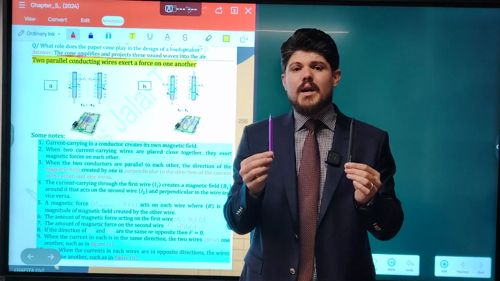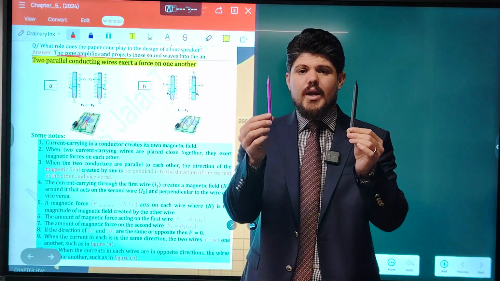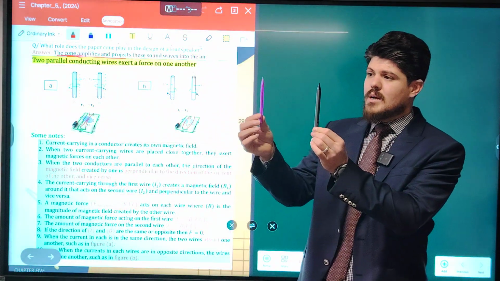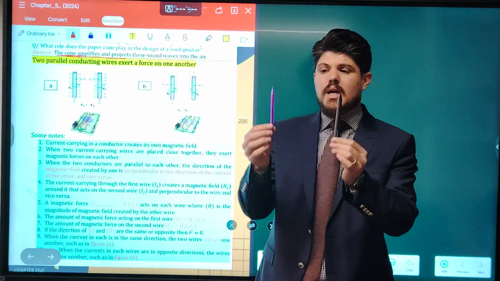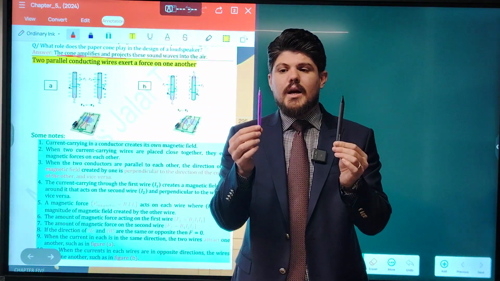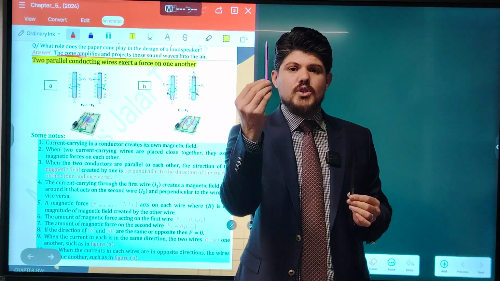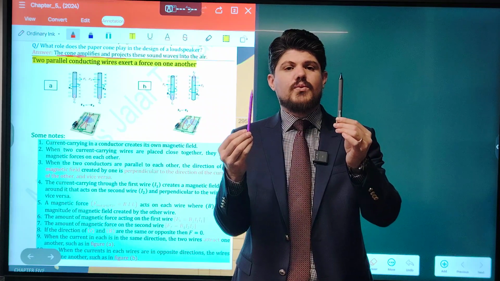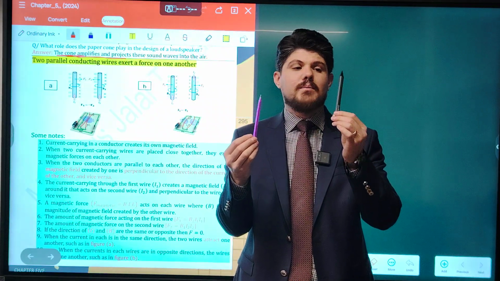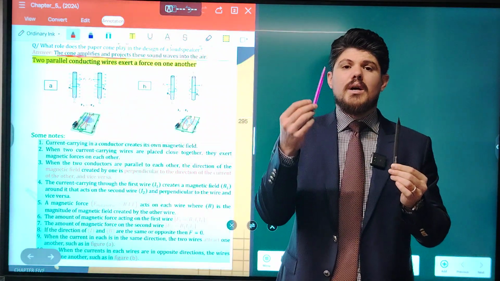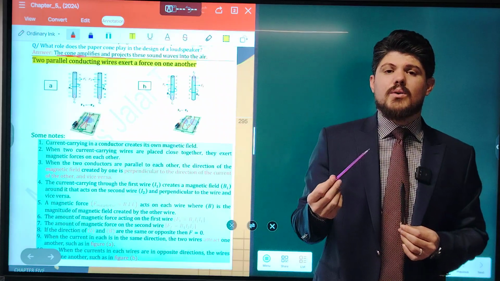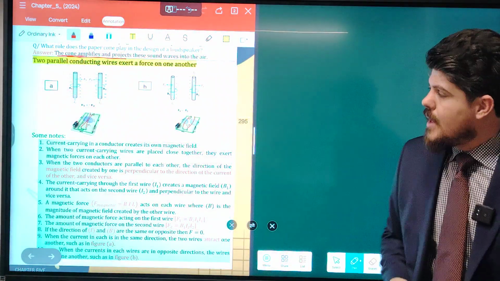When two parallel wires are placed side by side, like these two conducting wires, current runs in both wires. The magnetic field of the first wire exerts a magnetic force on the second wire, and the magnetic field of the second wire exerts a force on the first wire.